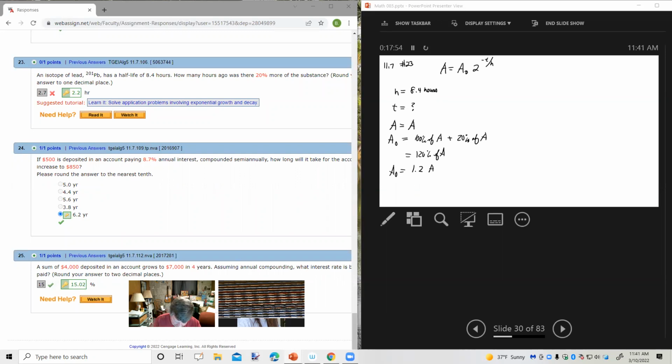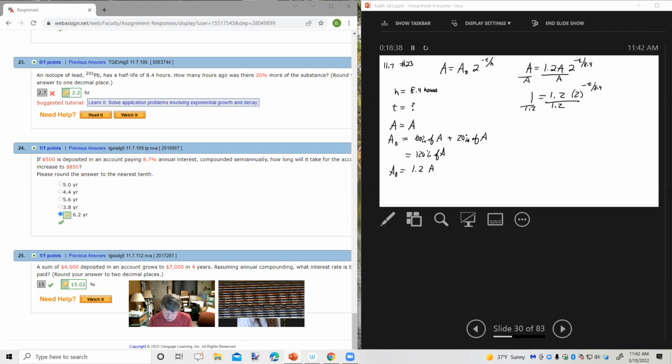All right. So A equals 1.2A times 2 to the negative T over 8.4 hours. I'm going to divide both sides by A. So what do I get? I get 1 equals 1.2 times 2 to the negative T over 8.4 hours. Oh, but I need to get rid of that 1.2 as well. Divide both sides by 1.2.